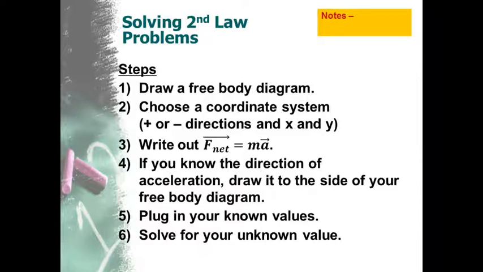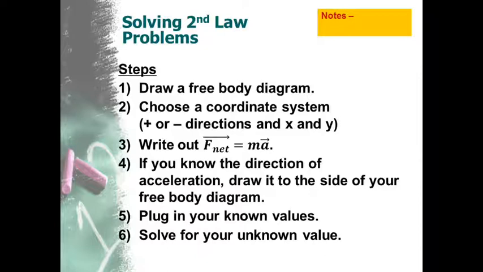After you draw your free body diagram, you're going to choose a coordinate system. So you're going to choose which direction is positive and which direction is negative, or you might have to choose which direction is x and which direction is y. Usually most people just use conventional coordinate systems, so positive is to the right and negative is to the left. Or if you're going up and down, positive is up and negative is down, just like a regular coordinate grid would be.